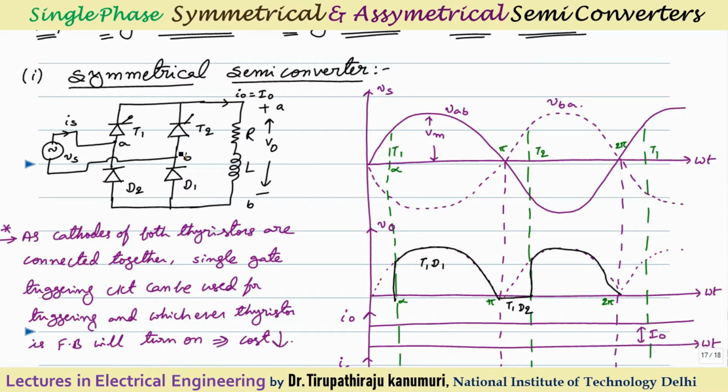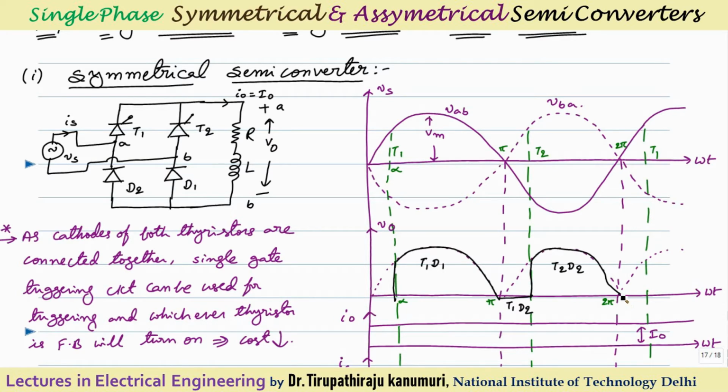Now how will the output come? Thyristor T2 will be connected to your output. That means B is connected to your output. It will pass like this and it will come here. So now through the diode D2, it will return back to your supply. That means during this time, what will conduct? T2 will conduct and D2 will conduct.